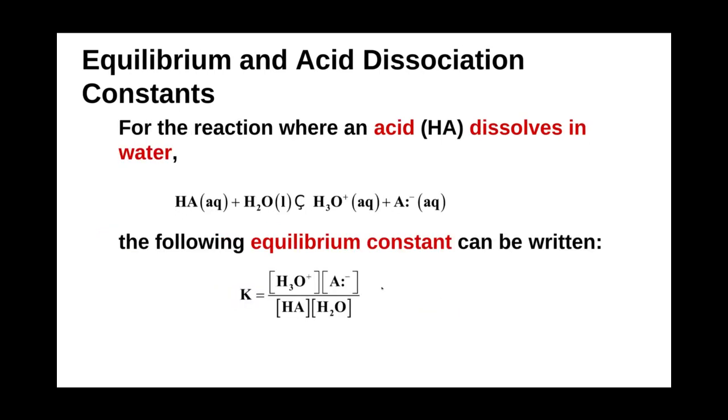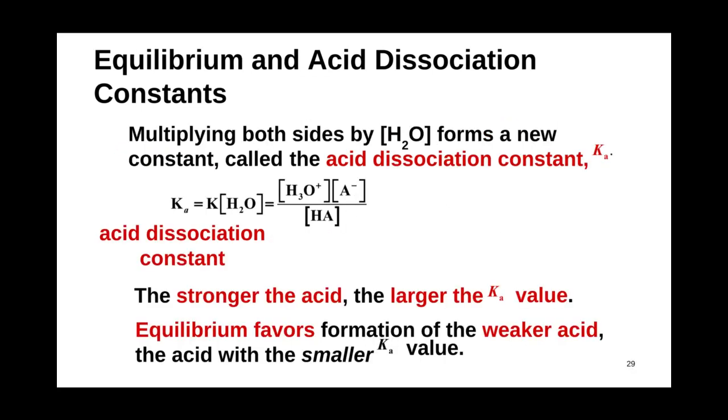Now, conceptually, what did we do? All we did was multiply the water by both sides, thus we just got rid of water on the bottom, right? So it's not really all that different. But this is what we call Ka, or the acid dissociation constant, because typically we're thinking about acids dissolving in water. I mean, that's what most liquids are made out of. Now, when we think about what Ka means relative to our equation here, the stronger the acid, the larger Ka ends up being.